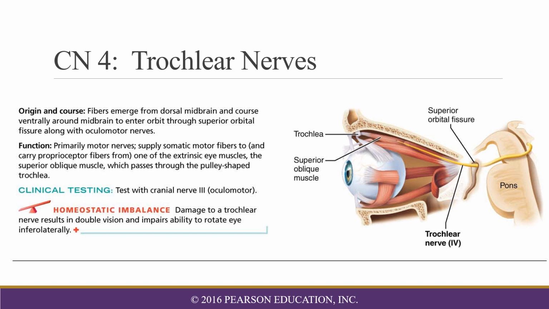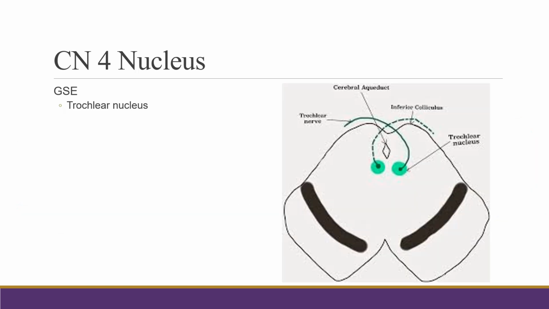Clinical testing, you could test it with cranial nerve 3. Remember, we look down at the finger to our nose. Homeostatic imbalance. Damage to trochlear nerve results in double vision or diplopia and impairs the ability to rotate the eye inferolaterally, so down and out, but we test it with down and in. Goofy nerve, right? Okay, so this picture here, you can see that substantia nigra area there, that black substance.